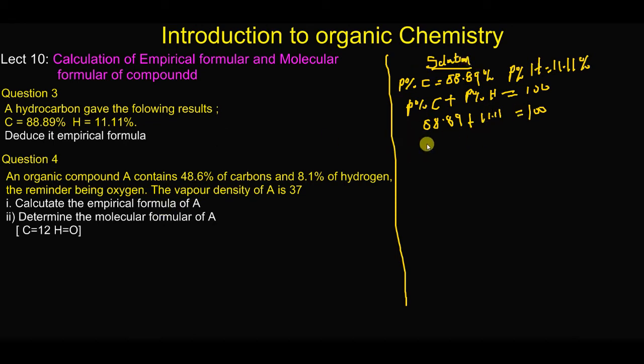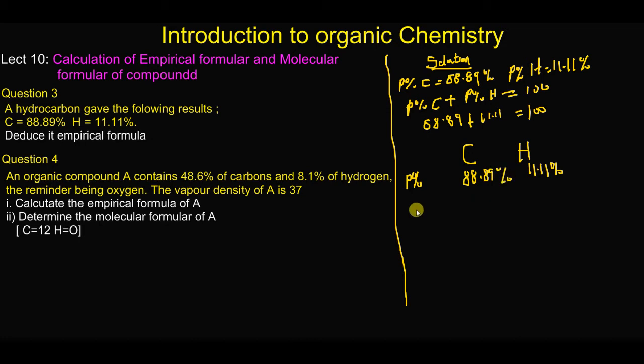Good. So the first thing, you write how many different elements are there in the question. We have carbon and we have hydrogen. I told you that when it happens like that, you write the percentage directly under them, and here we get 88.9% and 11.11%. So these are all in percentages.